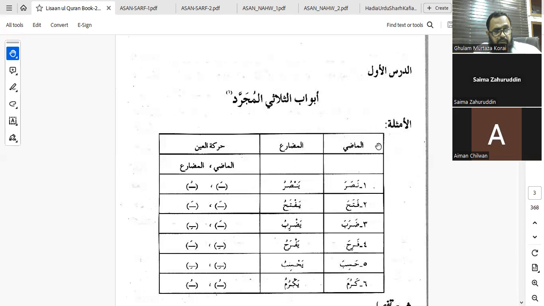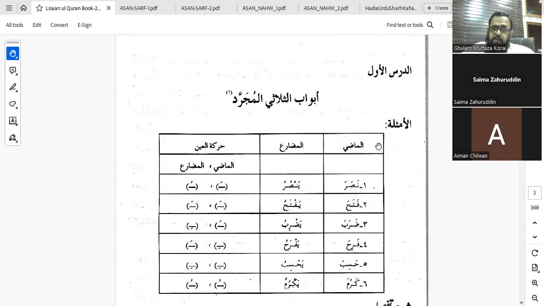So you have wahid mu'annath ghaib, muthanna mu'annath ghaib. And then you have wahid mudhakkar hadir, muthanna mudhakkar hadir, jama mudhakkar hadir. You have wahid mu'annath hadir, muthanna mu'annath hadir, and jama mu'annath hadir.